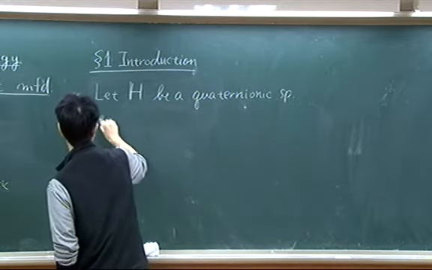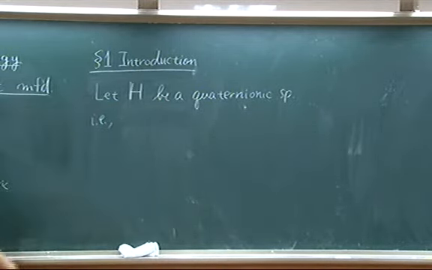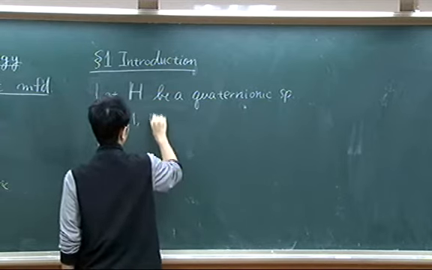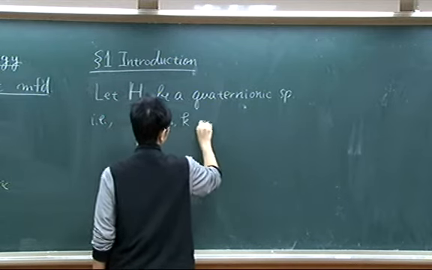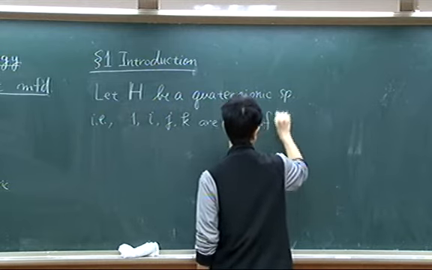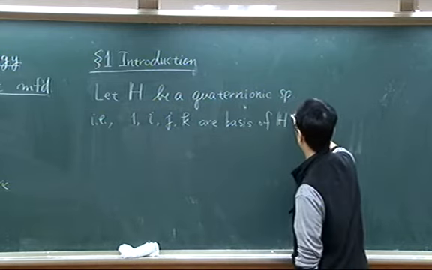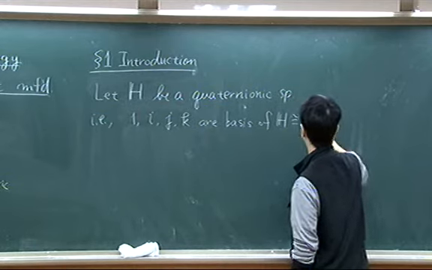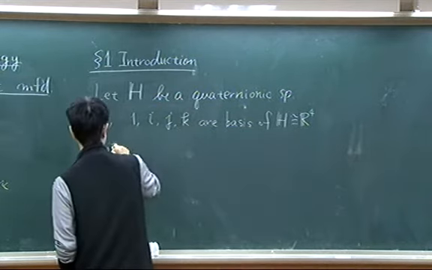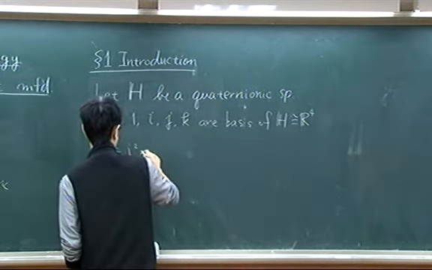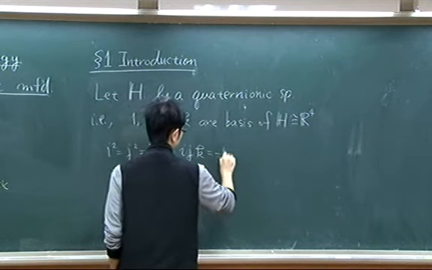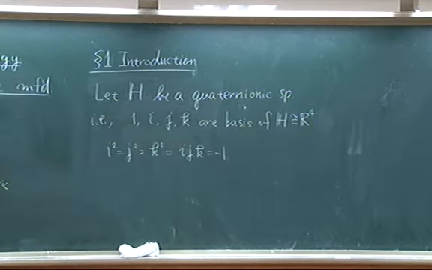That is, this H is the same as R4 as a vector space. So it's spanned by 1, i, j, k. These are bases of H. And from these, we regard this H as the same as R4. And this basis satisfies these conditions: i squared, j squared, k squared, and ijk are all minus 1. This is called the quaternionic space.